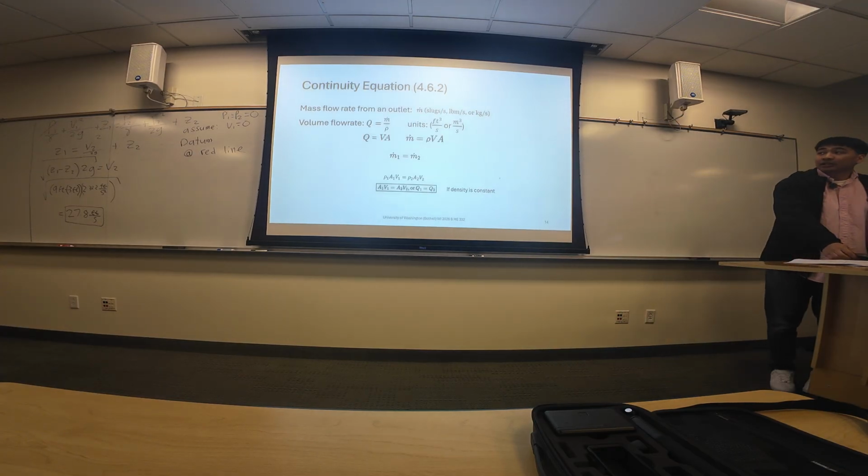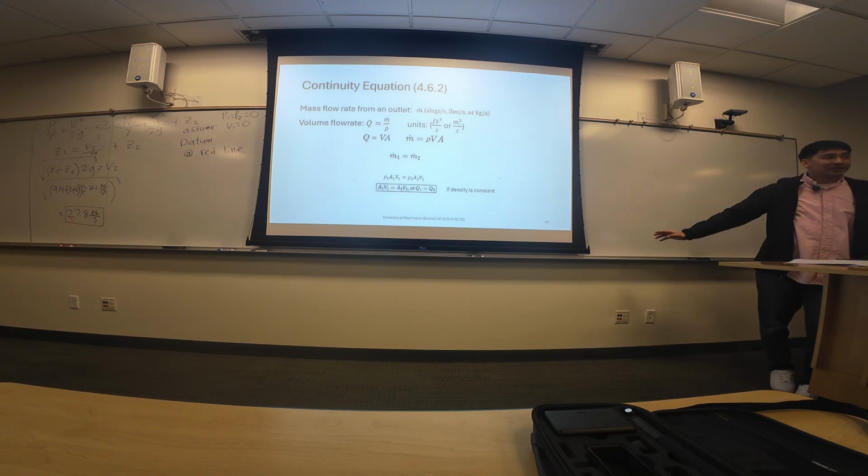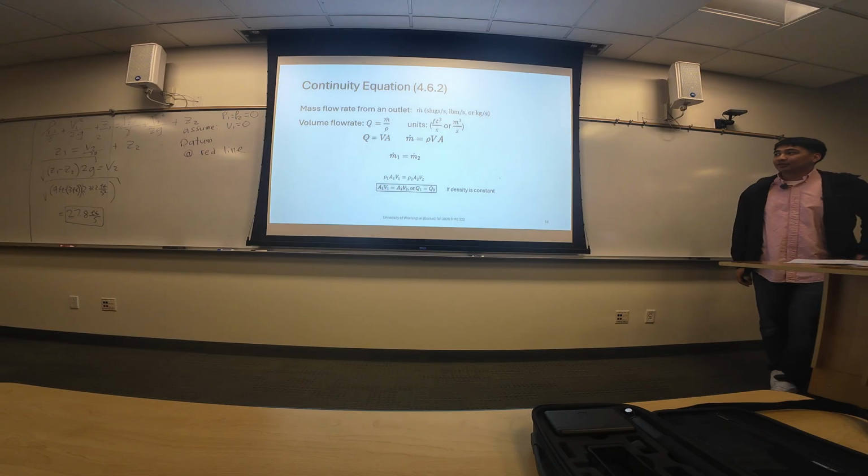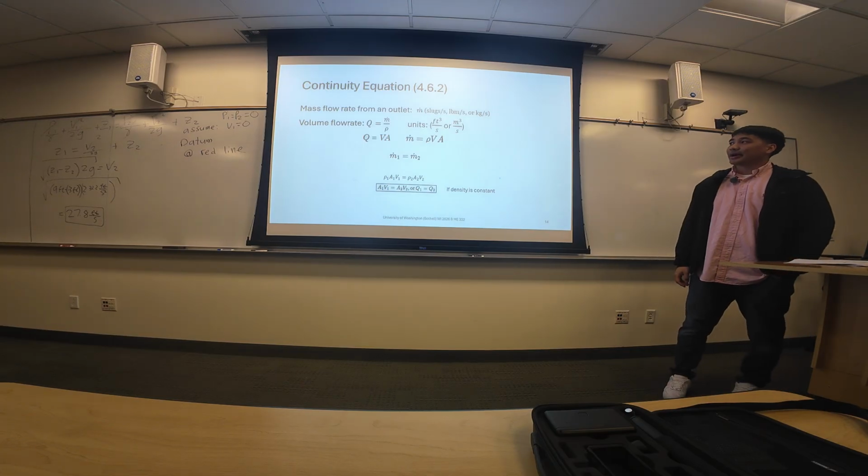Okay. Now we're going to talk about the continuity equation. So I talked about this in the lecture video, and this is important because when you're missing variables in your Bernoulli's equation, this is going to be your first go-to basically, okay? So just a quick reminder, mass flow rate, defined as m dot, is basically your mass with respect to time.